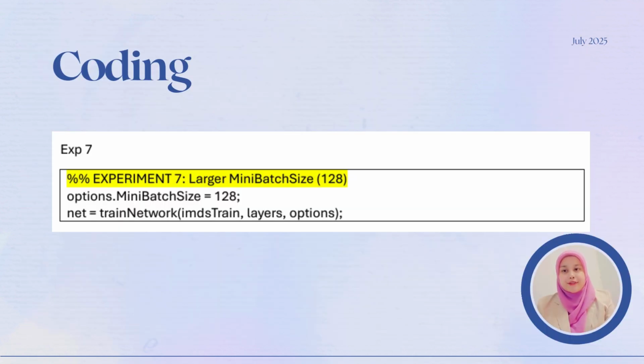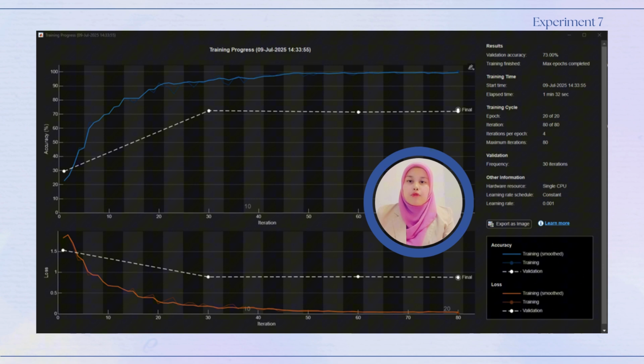These tests use larger groups of 128 images at a time during training. While it trained faster at 1 minute 52 seconds, the accuracy dropped to 73%.